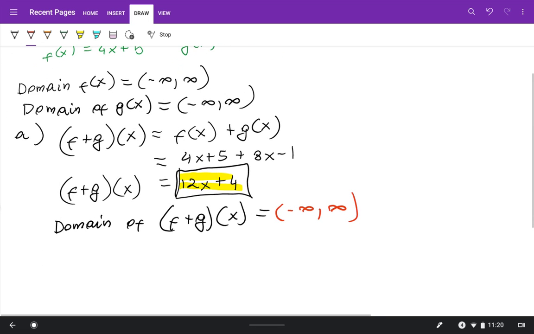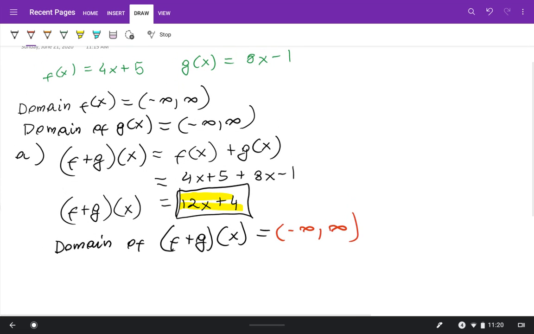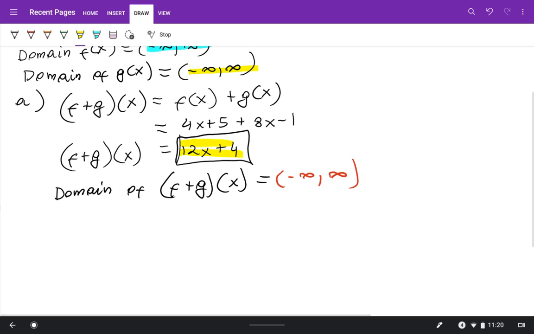But in the lecture, I taught you that to find the domain of the sum, you have to find the domain of the original function f, which is from negative infinity to positive infinity, and the domain of the second function, g of x, which is from negative infinity to positive infinity. So the sum, which is the result of adding those two functions together, has to have the same domain, which is from negative infinity to positive infinity.